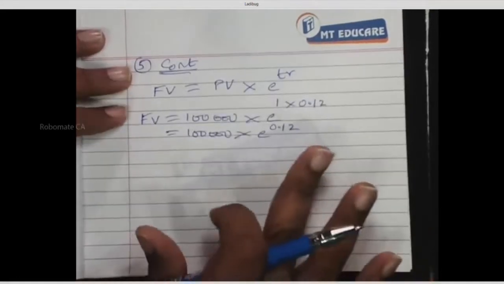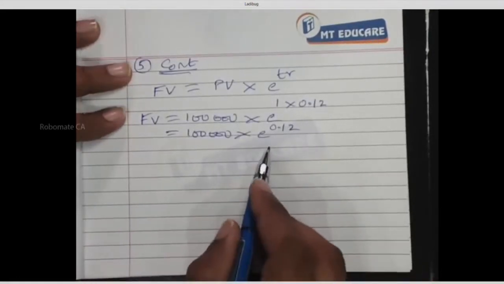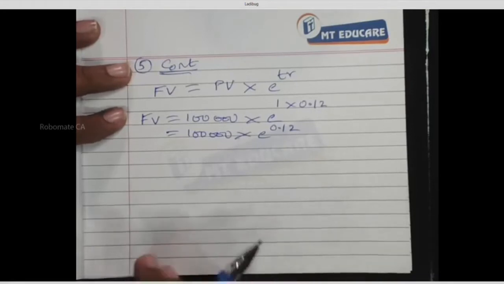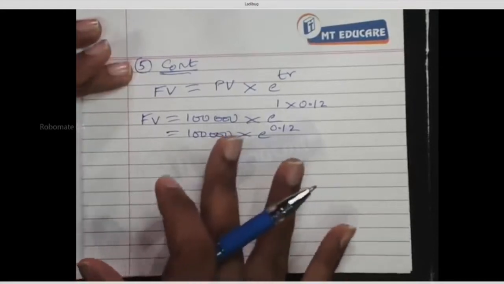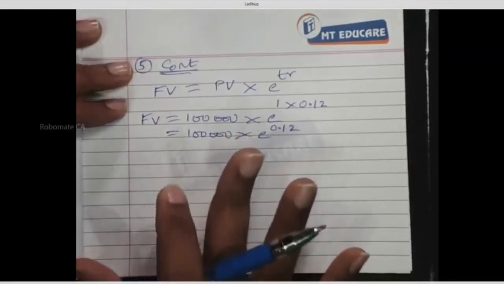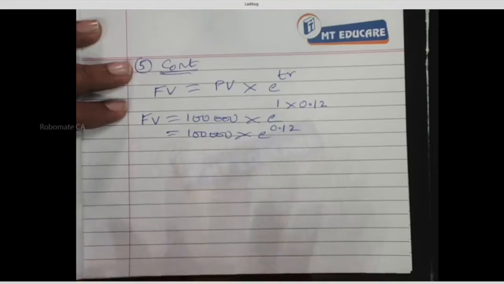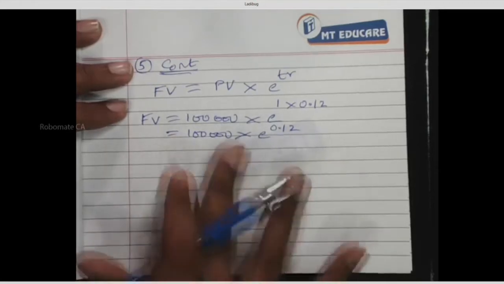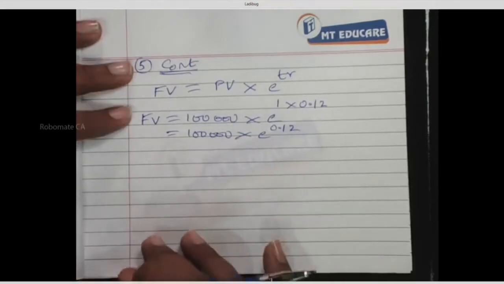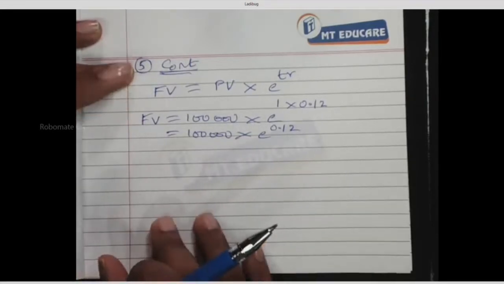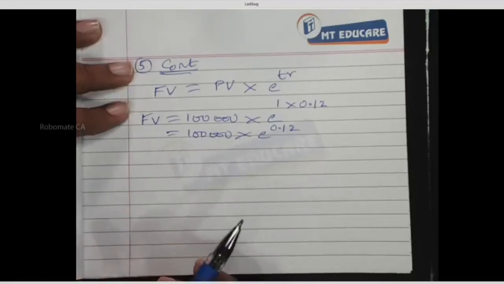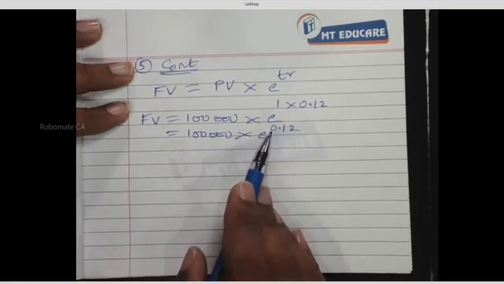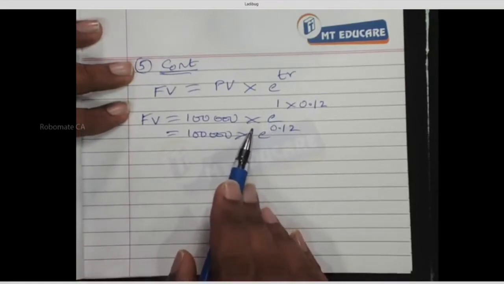Now, up to this formula, are you following? How to calculate e power 0.12 is the next issue. But before that, tell me normally what is the compound interest formula? Future value is equal to present value into 1 plus r power n, as long as you compound annually, half yearly, etc. If you want to compound continuously, the formula is future value equal to present value into e power tr, where r is the rate of interest per annum and t is expressed always in years.